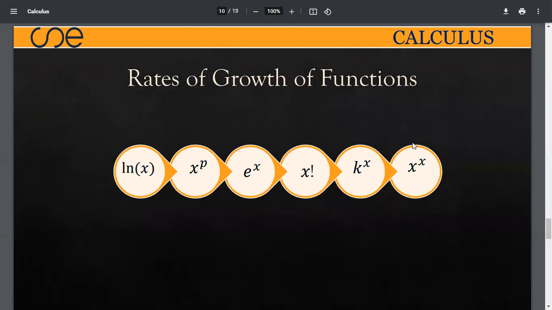So let's get back to the rate of growth of the function and the axis of power. We said slower to faster.